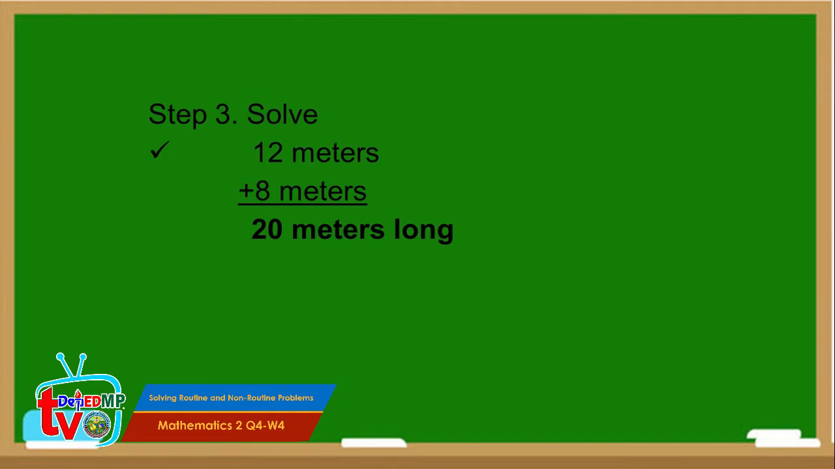Step 3 is you are now going to solve. So show your solution. 12 meters plus 8 meters is equal to 20 meters long. How did you do that? You add first the ones, then the tens.